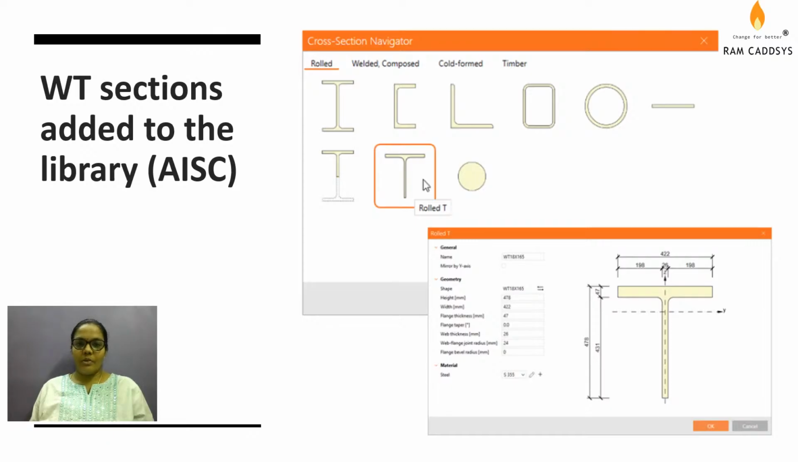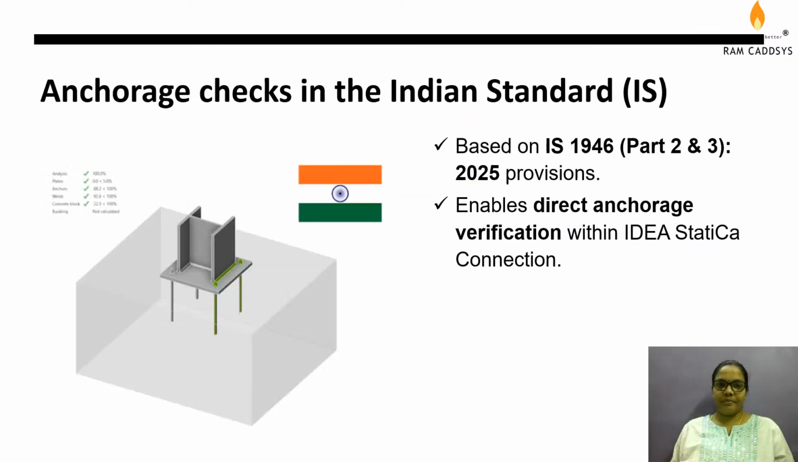Now the difference between the T section cut from the I section and the WT sections can be differentiated easily in the database. So now we can choose the WT section, or if you want the T section cut from the I section, both are available in the database. Anchorage check was made in the Indian standard, based on the IS 1946 Part 2 and Part 3 2025 provisions, and it will enable direct anchorage verifications in IDEA StatiCa Connection.